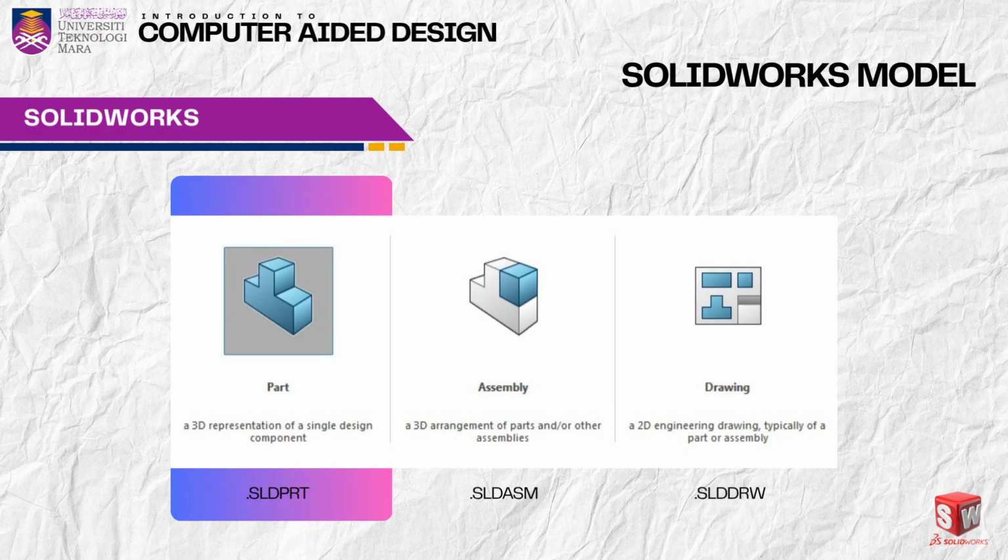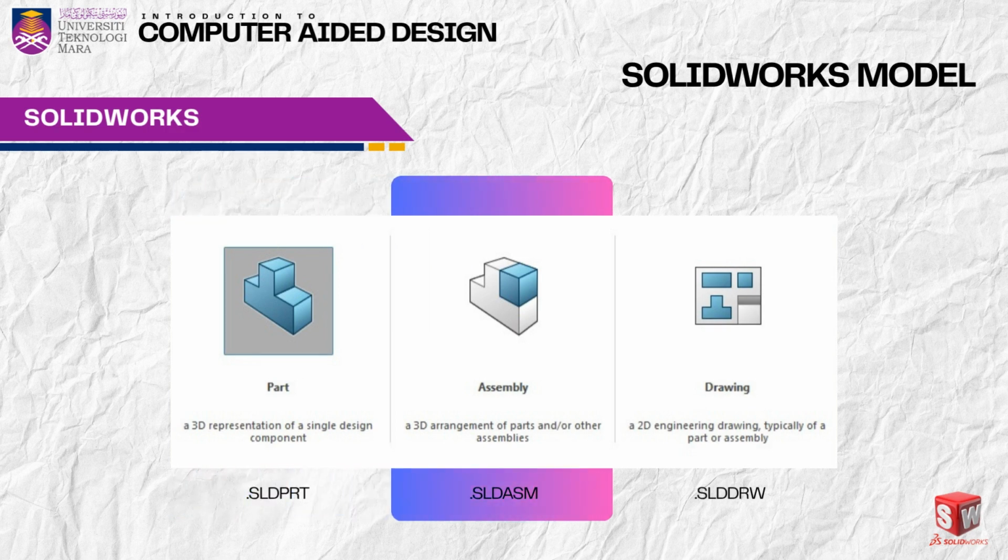A part is a 3D representation of a single design component, essentially one standalone piece of a larger product. Think of it like one puzzle piece in a much bigger picture. For example, a bolt, a gear, or a bracket would each be modeled as an individual part. These files are saved with the extension .sldprt. In practice, every unique physical item in your final product usually begins as its own part file.